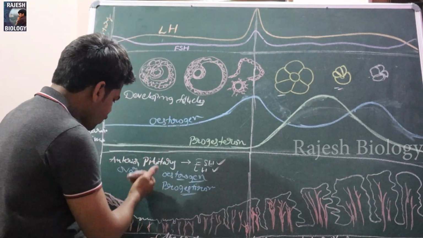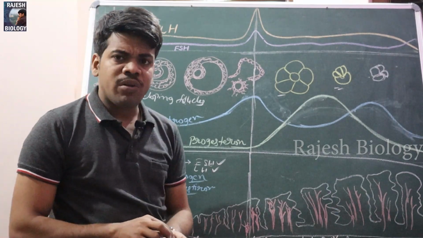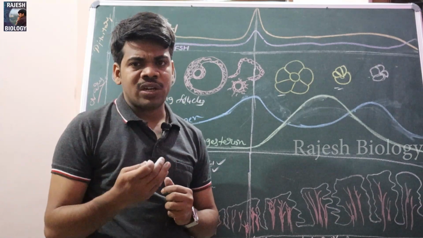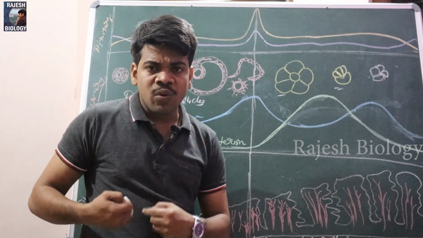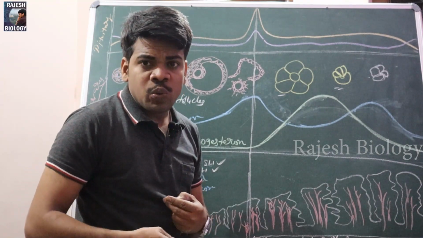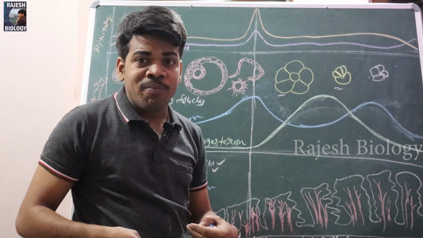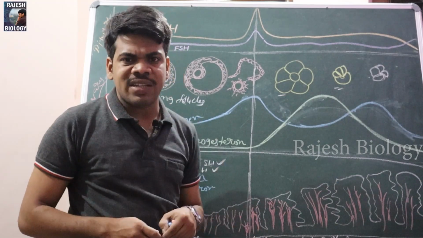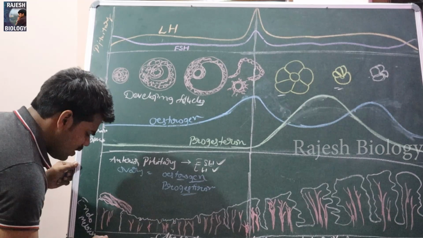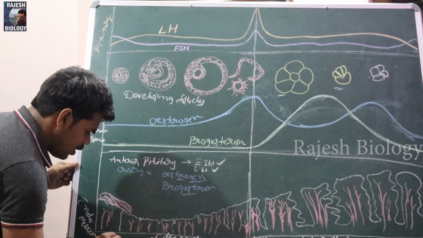Now come to the endometrium. In the endometrium also there are three stages. The first stage is menstruation: the uterine wall ruptures and releases blood and the ruptured tissue. The decidua basalis is released out through the vagina. That flow is called menstrual flow, and this phase is called the menstrual phase.